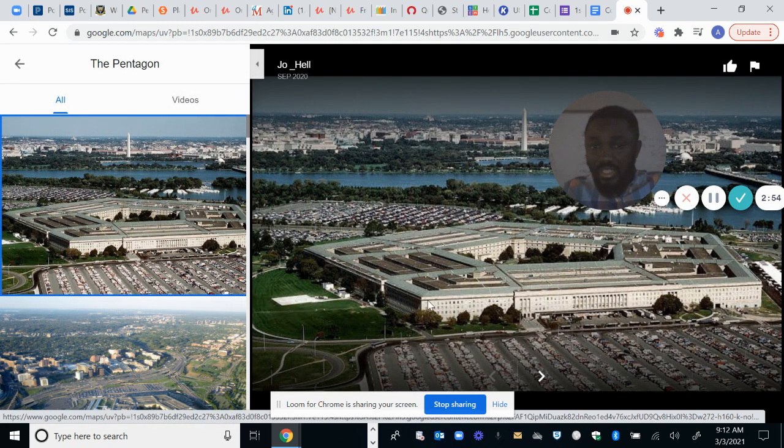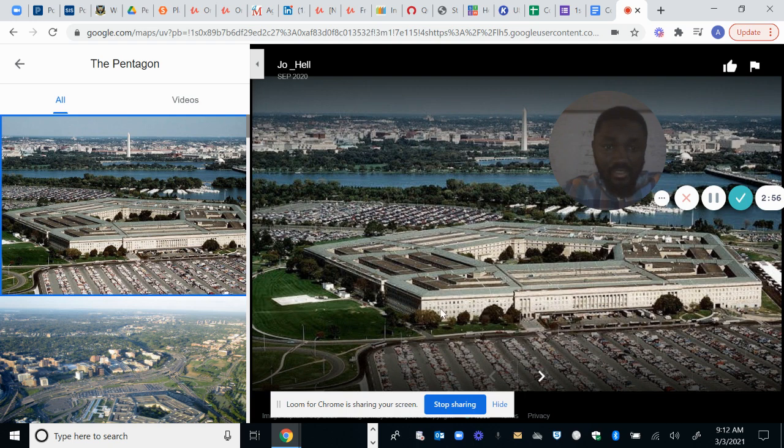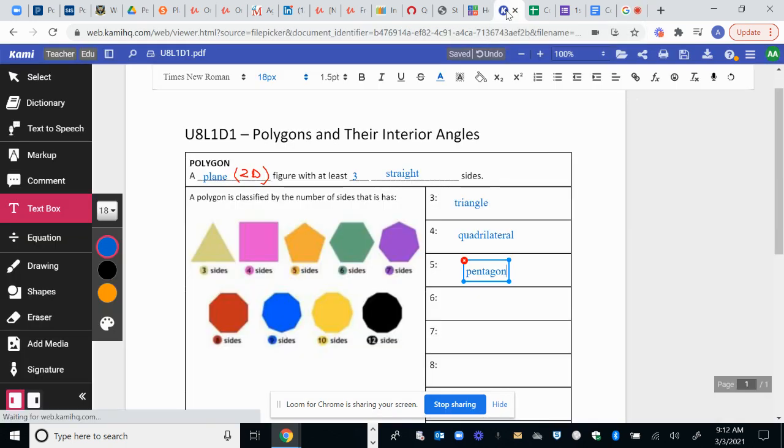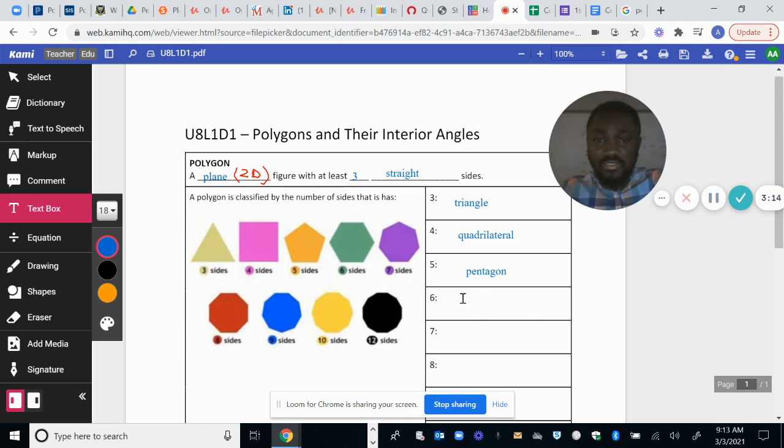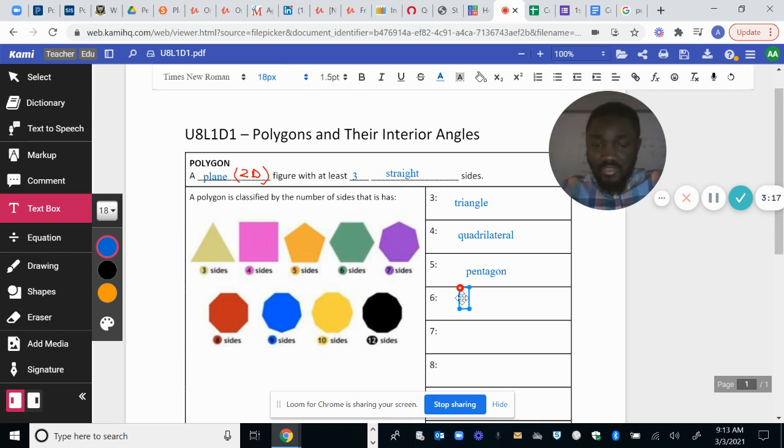As we can all see the image of the Pentagon here, this is one side, this is the second, this is the third, this is the fourth, this is the fifth. That's why we call it a pentagon. That's the American Defense Headquarters. Okay, let's come back to our notes. And the six-sided is called a hexagon.